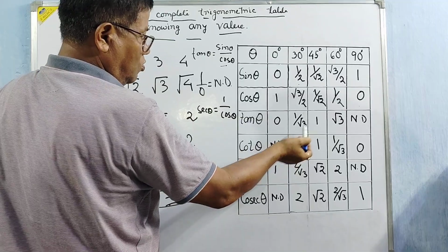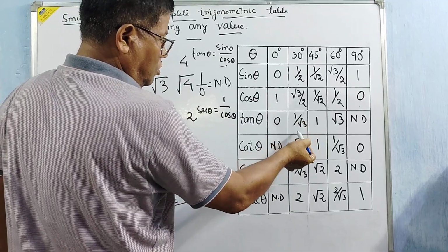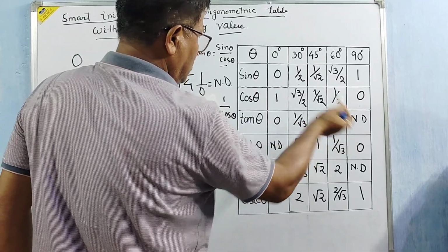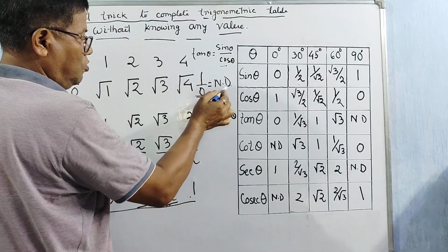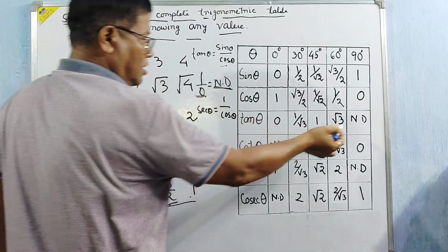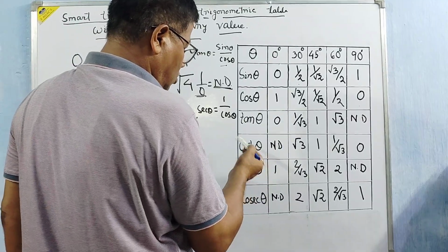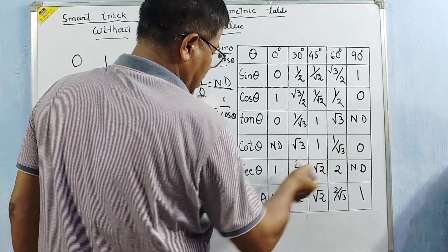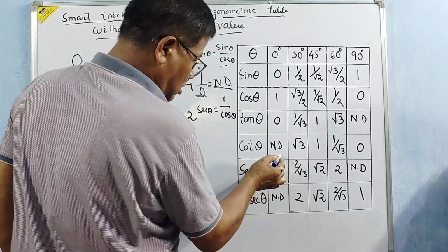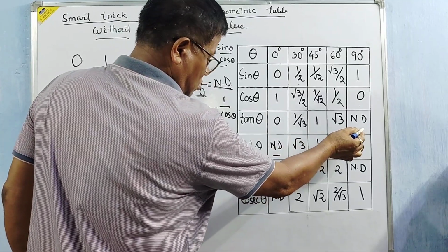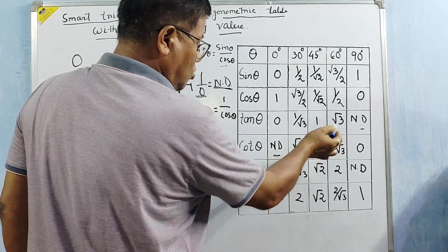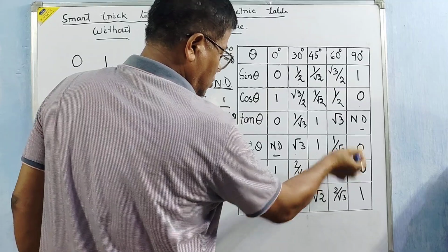Similarly, this is 1 by root 3, and this is 1 and root 3. If we divide 1 by 0, then that we cannot define, so we write not defined. For cot theta, we write again in the reverse way. The first is not defined, so root 3, 1, 1 by root 3, 0.